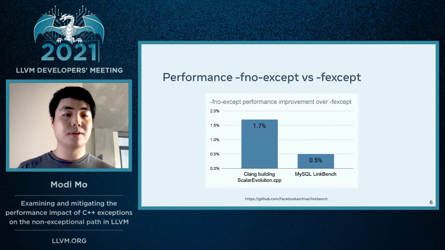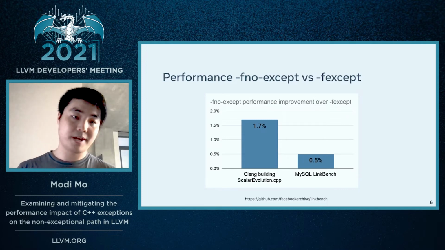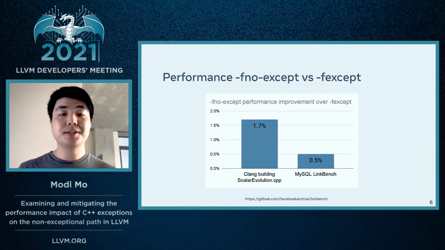Taking all this together, we actually see a performance impact comparing without exceptions versus with exceptions on a non-exceptional path. So here we have Clang building scalar evolution.cpp. We see that if you build Clang without exceptions versus building Clang with exceptions, Clang is 1.7% faster without exceptions than with exceptions. Similarly, on MySQL link bench, without exceptions, it's 0.5% faster.